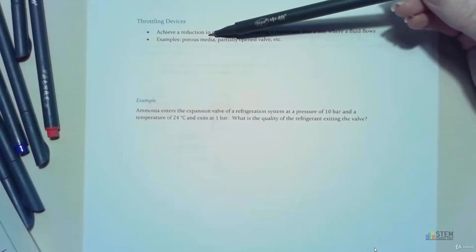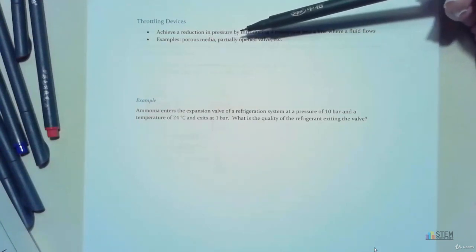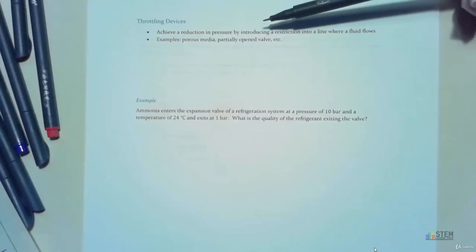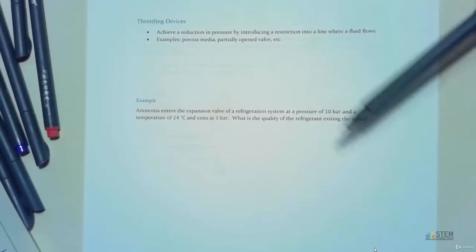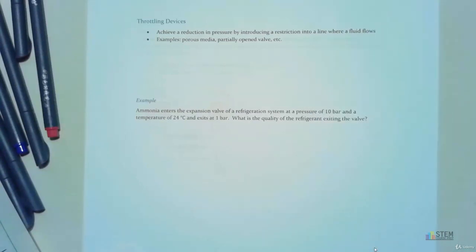So we could have porous media. You could have a valve that can open and close, so you could partially open that valve to change your flow. So it's things like that. That's what we're going to be talking about with a throttling device.